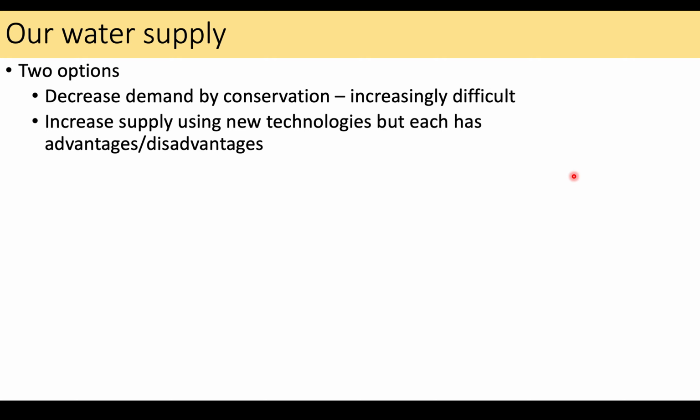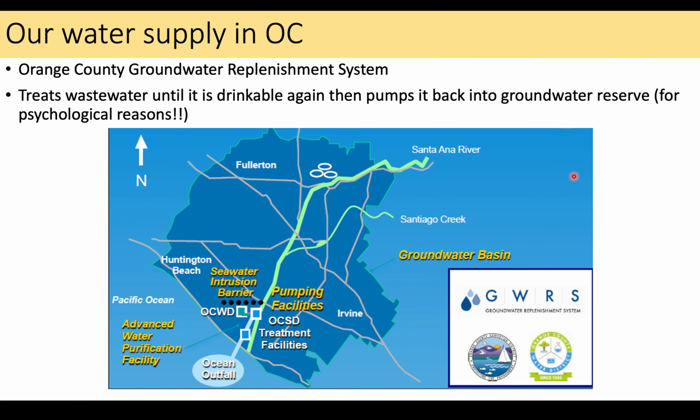Another thing would be to increase our supply. So find some new technology that will allow the supply of water to increase. Sounds awesome, but these new technologies, each of them have advantages and disadvantages. So I'll show just a few here in our last few slides.